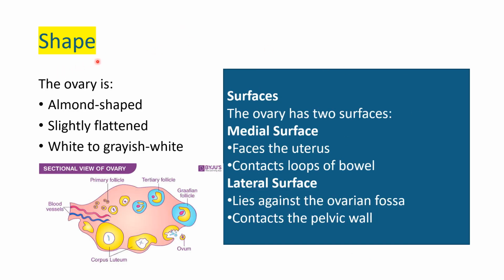So the shape of an ovary: the ovary is almond shaped. You see that's almond shaped, slightly flattened, white to grayish white. That's the color. The ovary has two surfaces. The medial surface faces the uterus and contains loops of bowel. The lateral surface lies against the ovarian fossa on the pelvic wall.